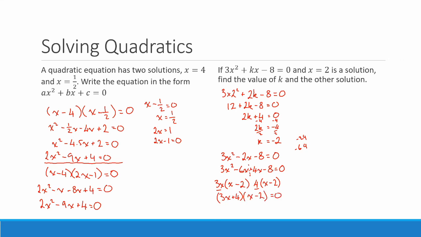So now we already know that one of the solutions is a positive 2 from our question. So we already know that this x minus 2 is there, but we need to just solve this one here. So I'm just going to do it up over here. So 3x plus 4 equals 0. So we'll put the 4 on the other side. 3x equals a negative 4, and then divide both by 3. So x equals negative 4 over 3. And just quickly, k equals negative 2. So there's our final answers for this one.